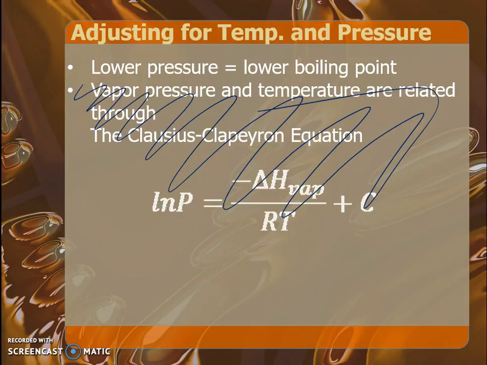Okay. But the lower the vapor pressure, the lower the boiling point. That's what I wanted you to get out of this. We're not going to do Clausius-Clapeyron calculations here, but you might do them later. Okay, so lower pressure equals a lower boiling point.